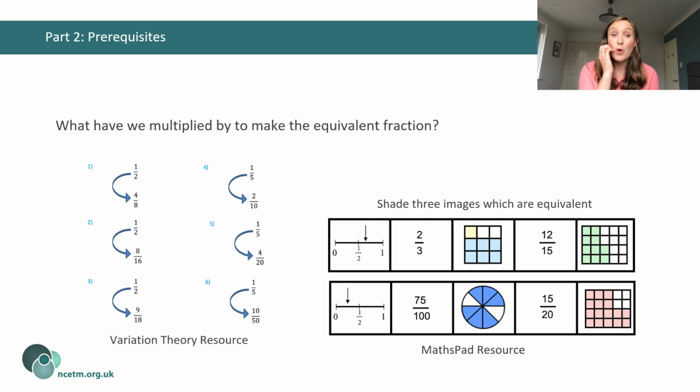So that's just a wording thing that is part of the task, and I would just change it, or at least discuss it with the students so that they are happy that they're not multiplying by 2 or 3 or 4. They are always multiplying by 1, but they're multiplying the numerator and the denominator by a certain number to make the equivalent fraction. And the task on the right is a Maths Pad resource.